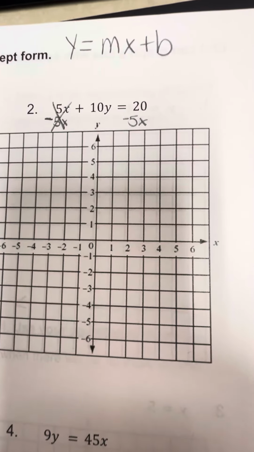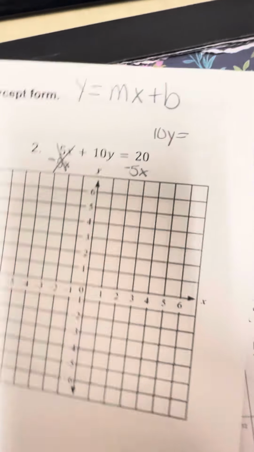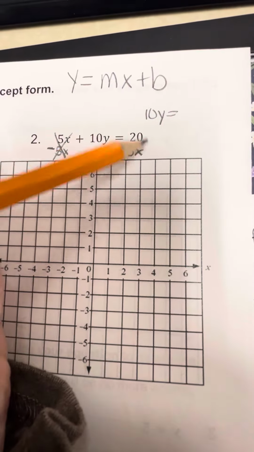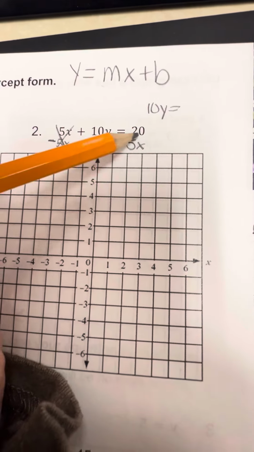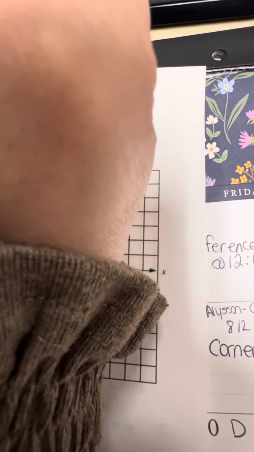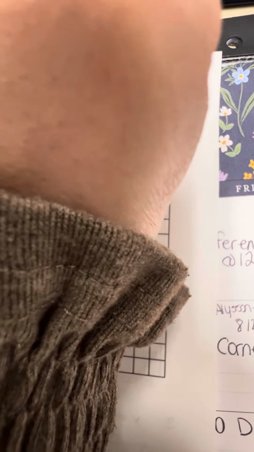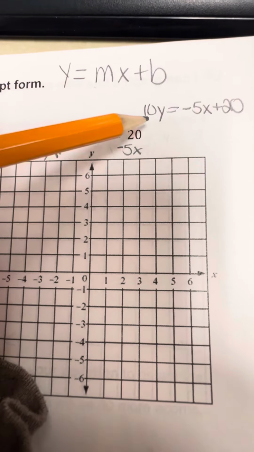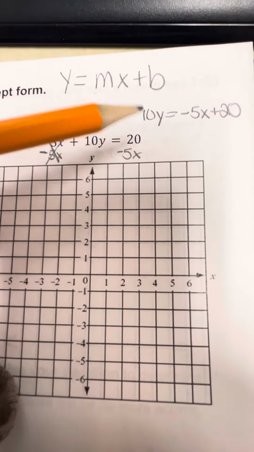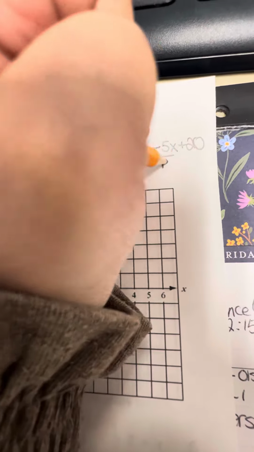They're gone completely. That's going to leave me with 10y is equal to, and now I have this component right here. Now I want to keep it in mx plus b form, so I'm going to actually put that minus 5x right here first. 20 is positive, so I'm going to put plus 20, but I'm not really quite ready to do this. So I need to get the 10 out of there, and the only way I can do that is saying that's 10 times y, so I want to do the opposite of that, which is to divide by 10 on all things.